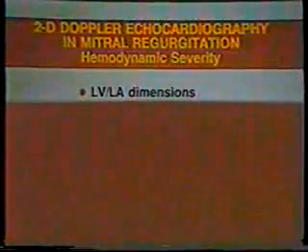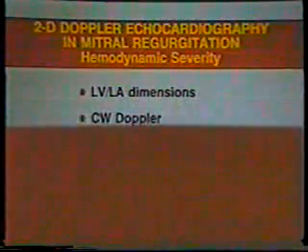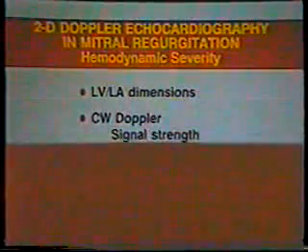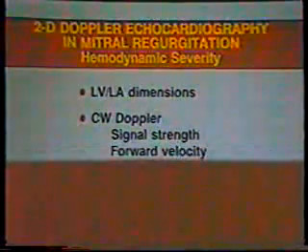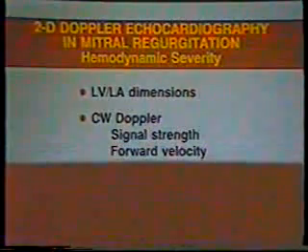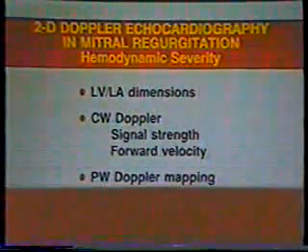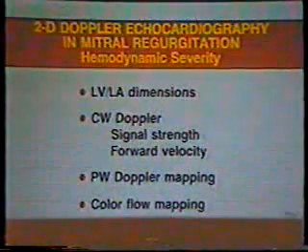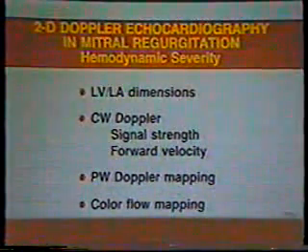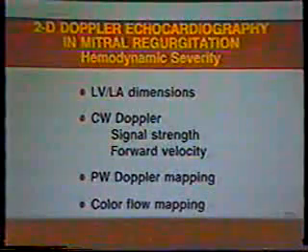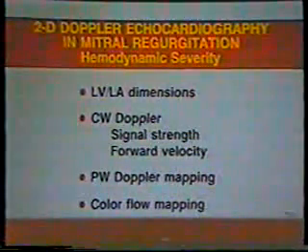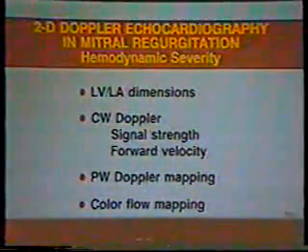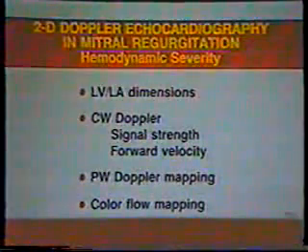The hemodynamic severity is determined from measurement of the left ventricle and left atrium, from continuous wave Doppler via assessment of the signal strength and of the forward velocity, from pulsed wave Doppler mapping, and from color flow mapping. We will now discuss this approach to assessing the hemodynamic severity of mitral regurgitation. Various etiologies of mitral regurgitation will be illustrated throughout this discussion.